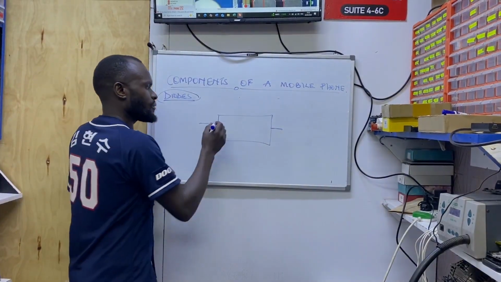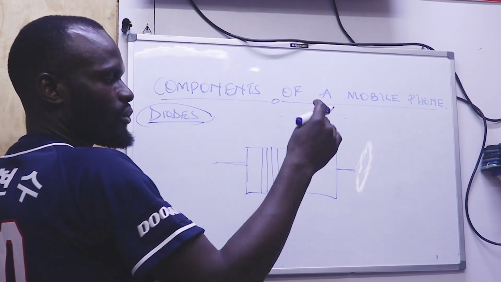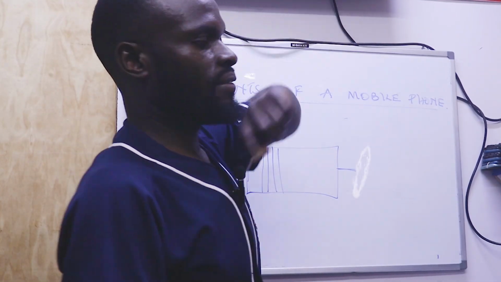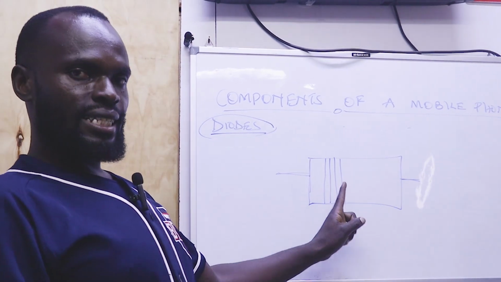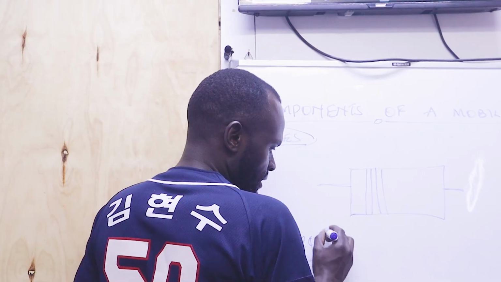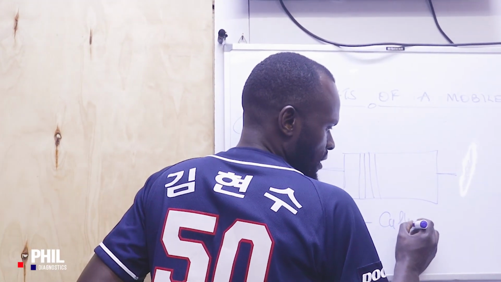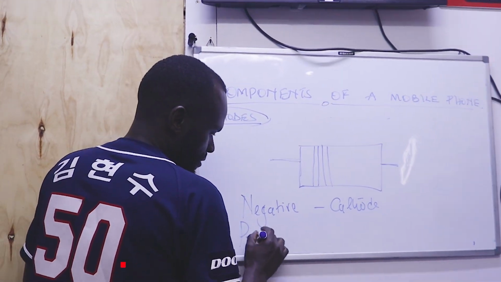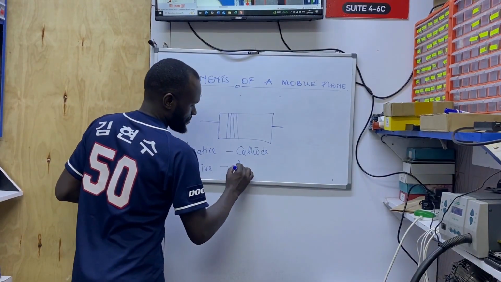Then observe this one. We have stripes here. 1, 2. You can have 2, 3, 4. You can even have 1 sometimes. And this one has 1, 2, 3, 4, 5 stripes. The side where you see the stripes is the negative side of the diode. The negative side is known as the cathode, whereas the positive side of the diode is referred to as the anode.